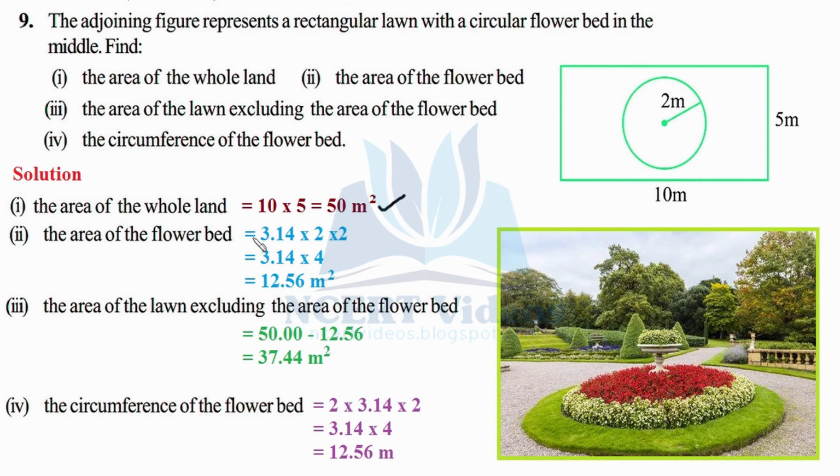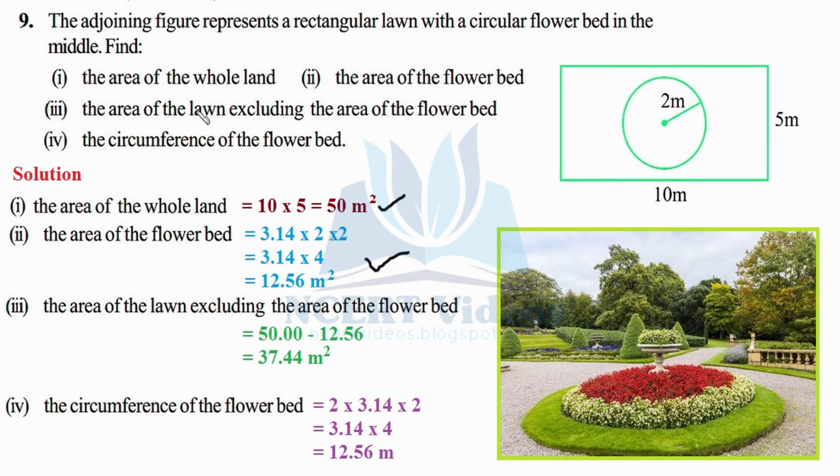Pi, we are using 3.14. r square means the radius is taken twice. So the radius is 2 into 2. We are not writing units here, we will write after solving it. So 3.14 as it is, 2 into 4, multiply it here itself. 4 into 4 is 16, 1 is carry, 4 into 1 is 4, carry was 1, therefore 5. Decimal as it is, 4 to the 12 meter square. We are putting units now. So that is the required area of this flower bed.